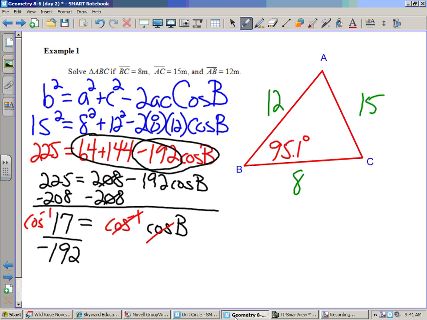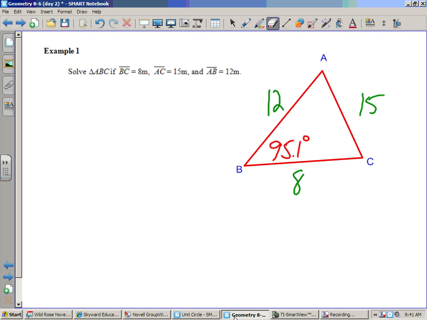All right, well, let's finish it up then. Is everybody okay then if I erase the law of cosines work? Okay. In fact, I'm going to give you a second here. Why don't you go ahead and try and get angle C for me using law of cosines.